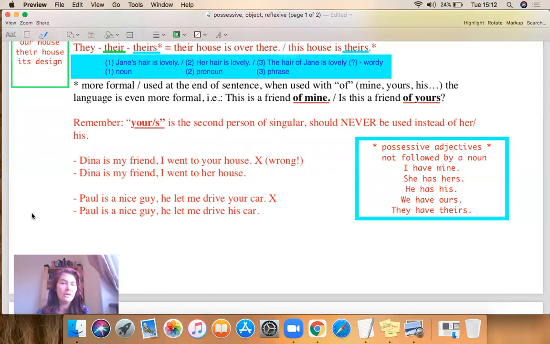So look at the example. Dina is my friend. I went to your house. No, that is wrong, okay? So, Dina is my friend. I went to her house. Always, we never say your for hers or his. Yours is always yours. Same thing with Paul. Paul is a nice guy. He let me drive your car. No. Paul is a nice guy. He let me drive his car.